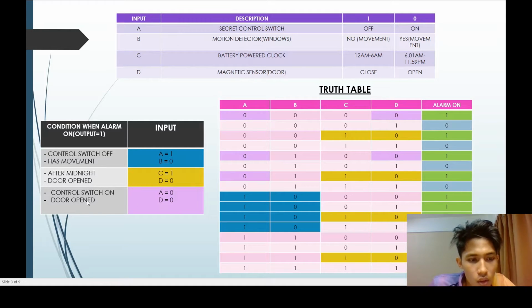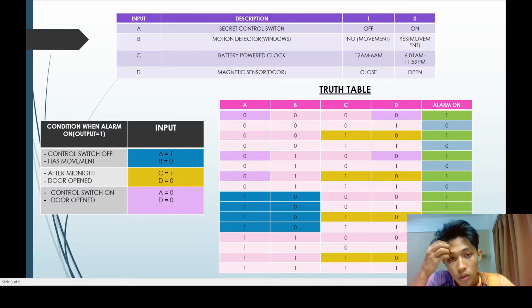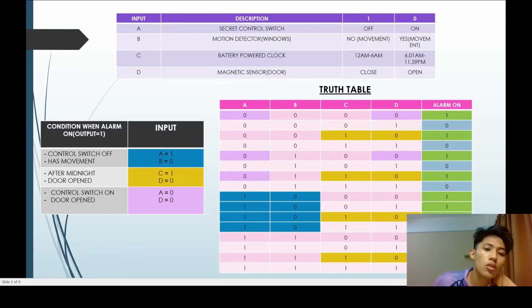The last condition is that the control switch is switched on and the door is open. The control switch, which is input A, is on, so when it's on it is equal to 0. So A equal to 0. The next one is door open, which refers to the door, D. When open, D is 0. So A is 0 and D is 0.